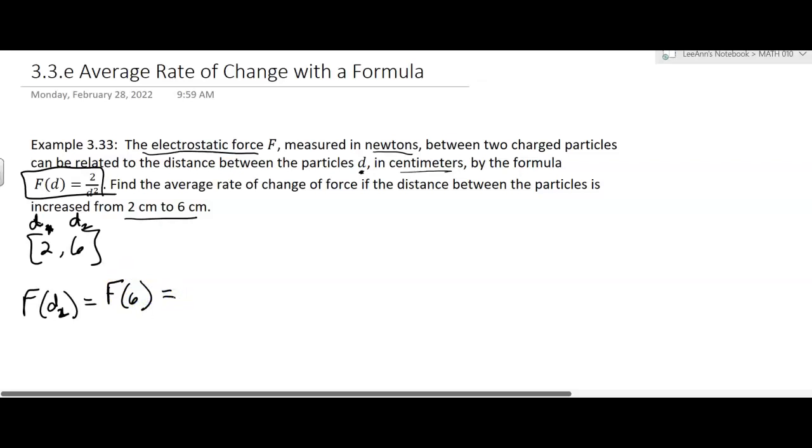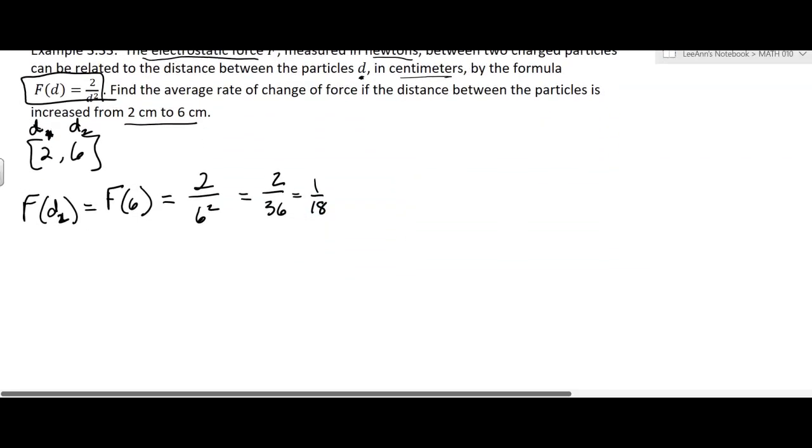So let's go ahead and figure that out. f of 6 is going to be 2 over 6 squared, or 2 over 36, or 1 over 18. Now we're going to find f of d sub 1, which is f of 2, which is going to be 2 over 2 squared, which is 2 over 4, which is 1/2. Probably want to make that 9/18.